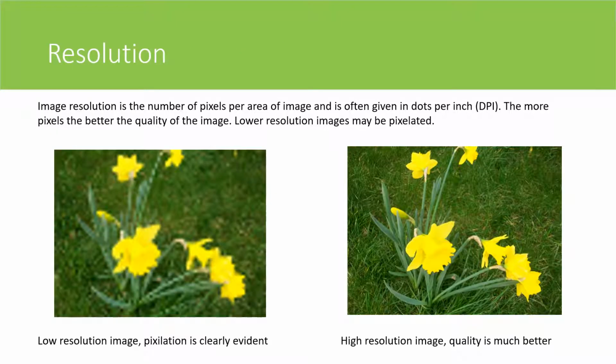Image resolution is an important factor, and it represents the number of pixels per area of image and is often given in dots per inch. The more pixels, the better the quality of the image. Lower resolution images can be pixelated, as you can see with the one on the left here. It's clearly blurred in places, whereas the one on the right hand side is much clearer and crisper.